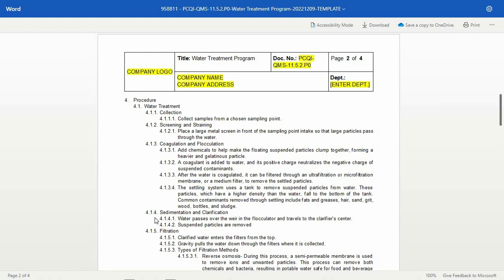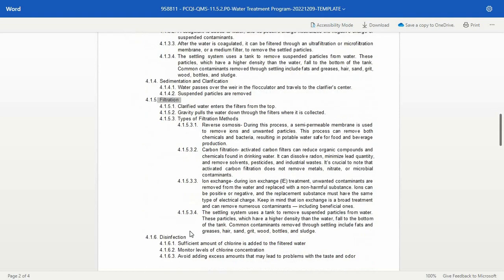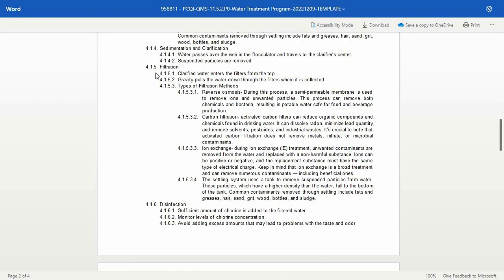Water passes over the weir in the flocculator and travels to the clarifier center. Suspended particles are removed. Fifth is filtration. Clarified water enters the filters from the top. Gravity pulls the water down through the filters where it is collected. And the types of filtration methods include 1.